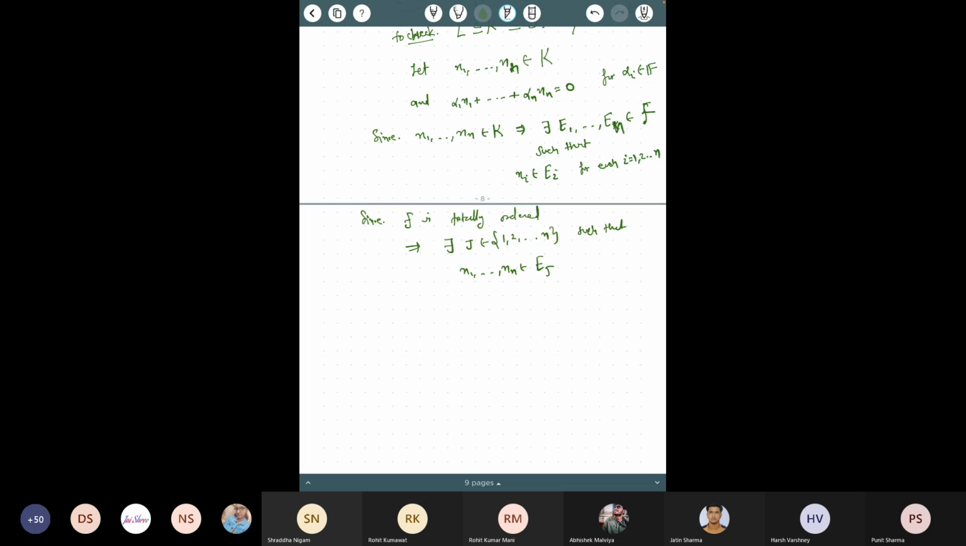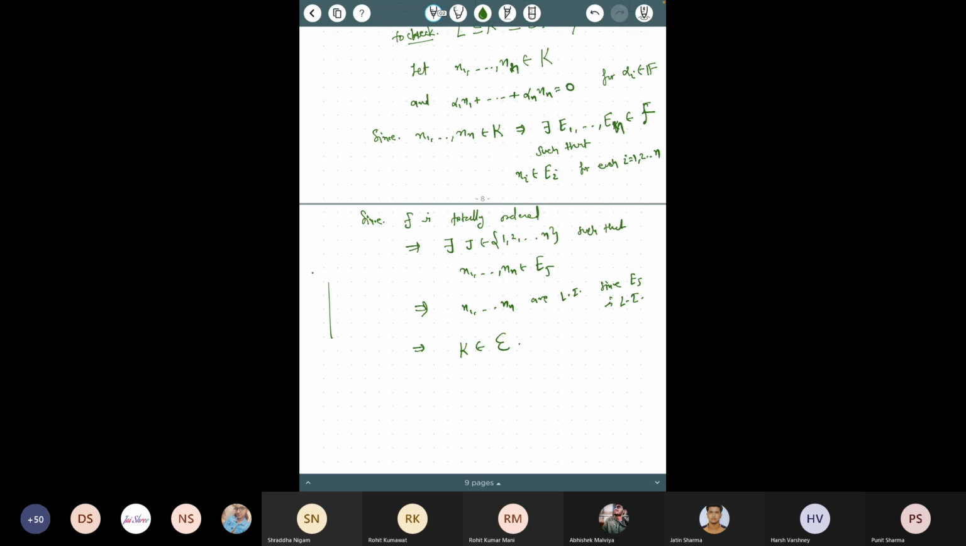Now, since all these vectors belong to Ej and Ej is linearly independent, this implies that x1 to xn are linearly independent, right? So this implies that K belongs to this set E.